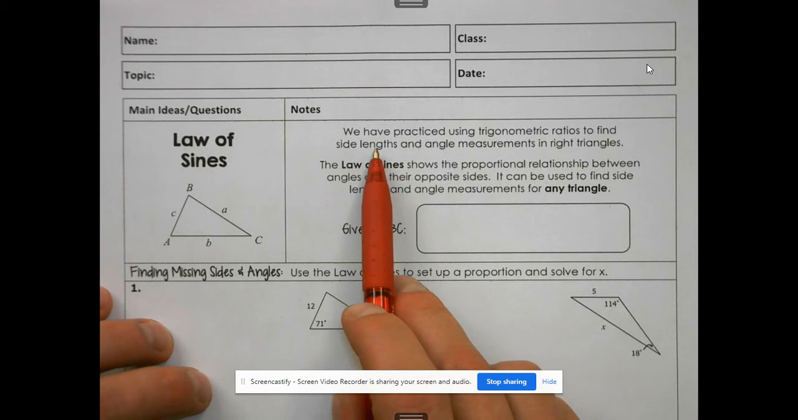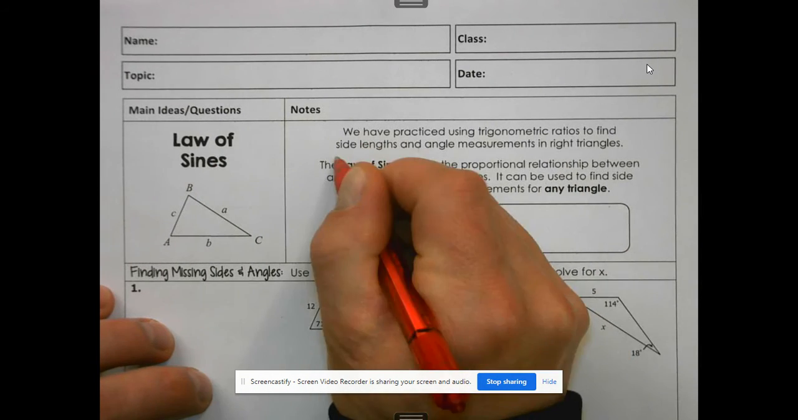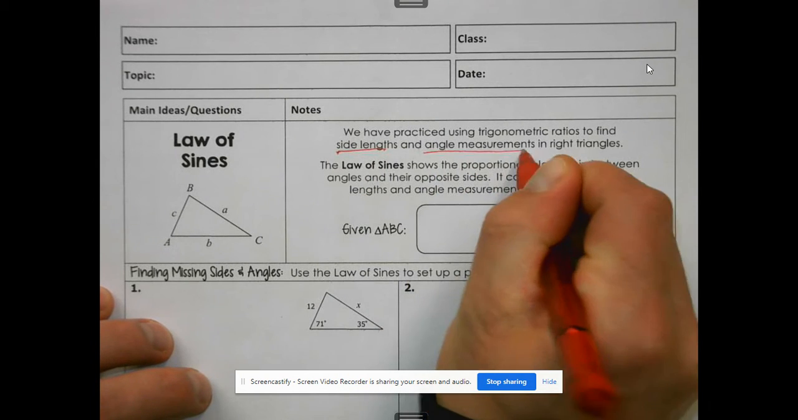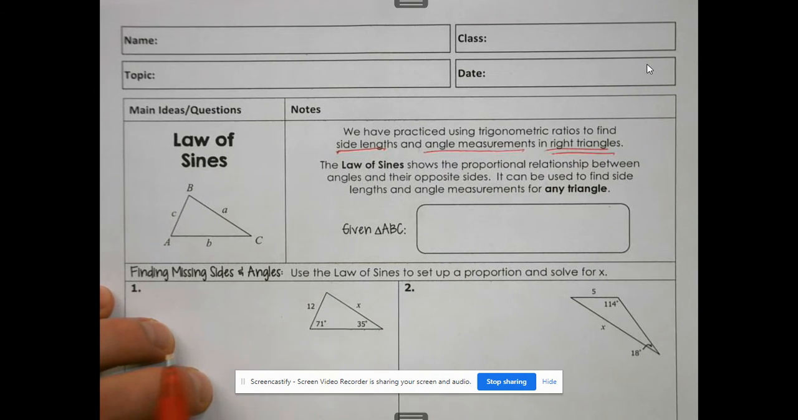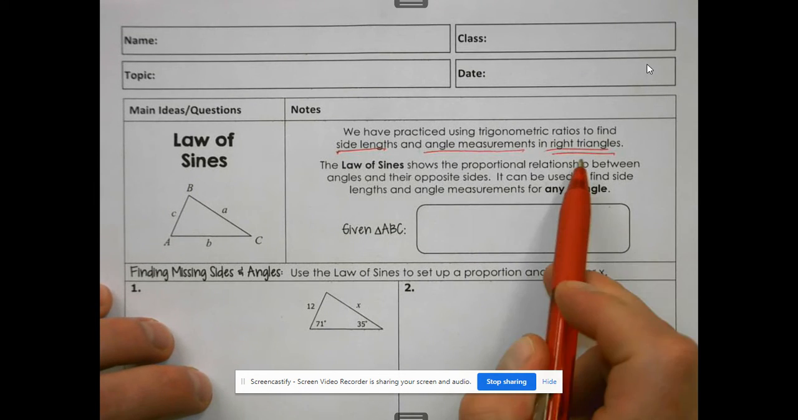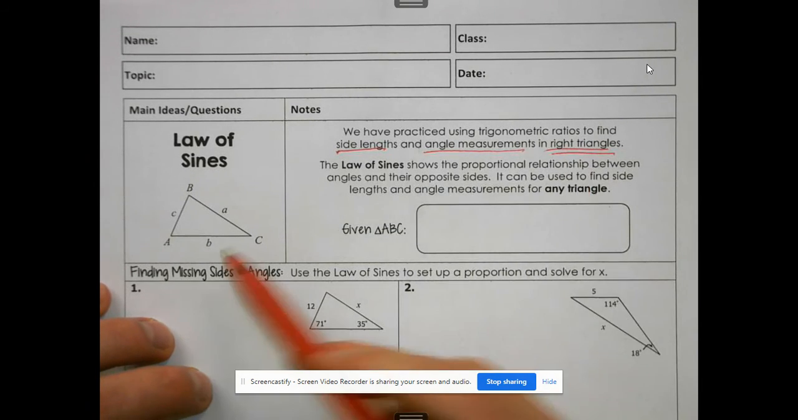Before this, we practiced using trig ratios to find side lengths and angle measurements in only right triangles. That's what we did in the previous lessons to find angles and sides. It had to be a right triangle to work. In this case, we don't have to use it though.